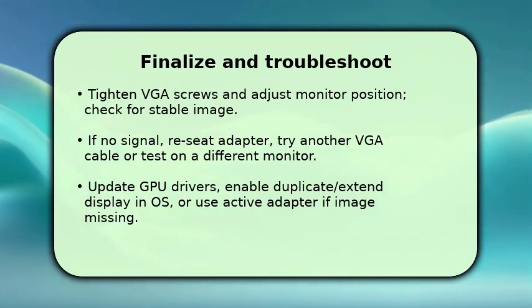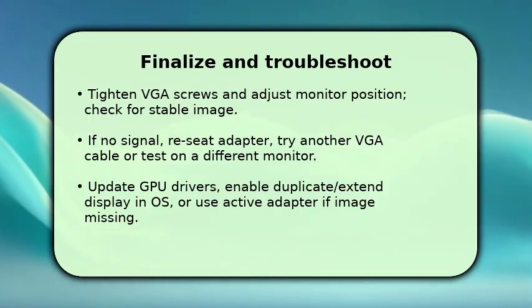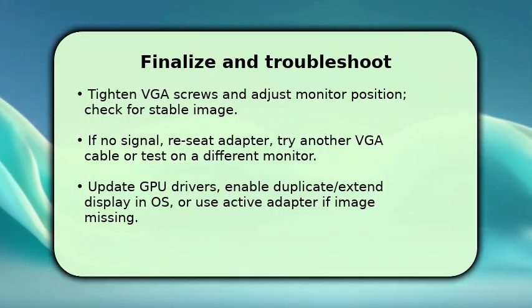If the image is absent or distorted, replace a passive adapter with an active one. This resolves most DP to VGA conversion issues.